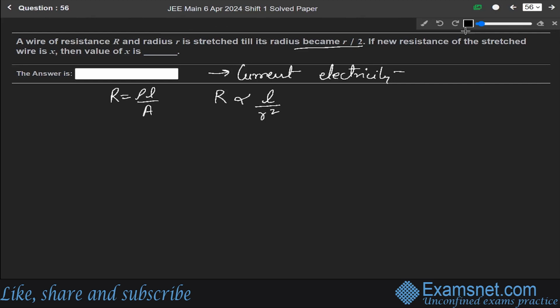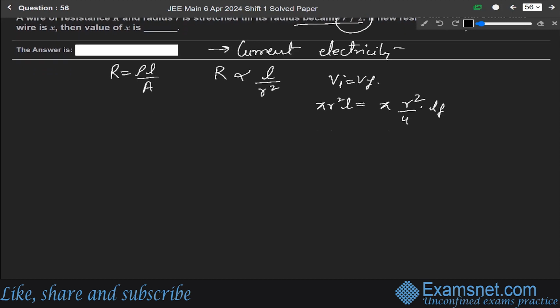So V initial will be equal to V final. V is area into length, so pi r square into L will be equal to pi into the new radius, r by 2, so r square by 4, into L final. Let us say this is the final length, because length is increasing but the radius is decreasing. So the pi cancels, r square cancels, and the final length will be equal to 4 into L.